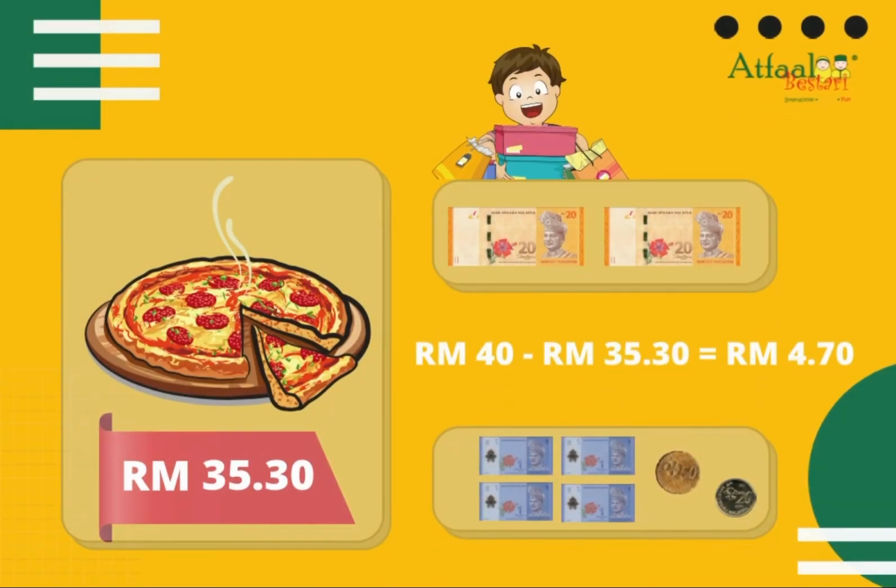A boy is buying a pizza with 35 ringgit and 30 cent. Then he gave to the seller 40 ringgit. So 40 ringgit minus 35 ringgit and 30 cent. Then he got the balance 4 ringgit and 70 cent.